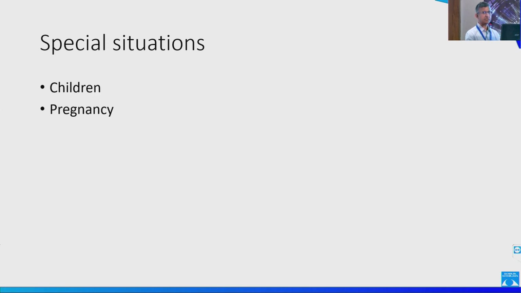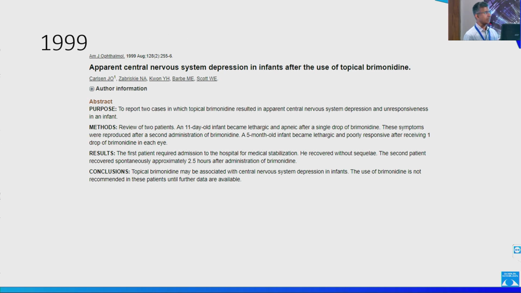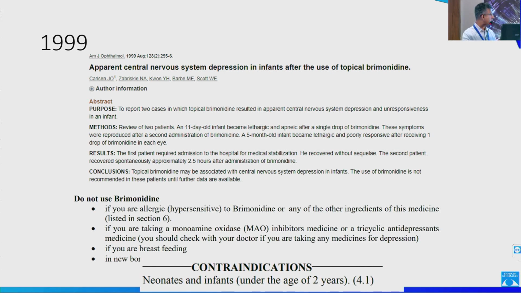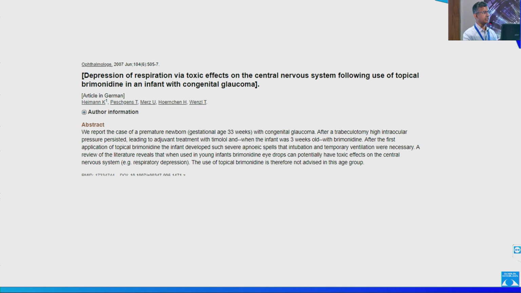The 2 special situations that I will deal with are children and pregnancy. And the reason I'm talking about this is basically with respect to just a single drug, and that is brimonidine. If you look at brimonidine, you have a bunch of papers in 1999 reporting apparent CNS depression in infants after the use of brimonidine. The kids became poorly responsive and lethargic. In fact, some of them went into apnea with the drug. And it's very, very clear that you should not use the drug in children, therefore you should not use it in neonates up to the age of 2 years.